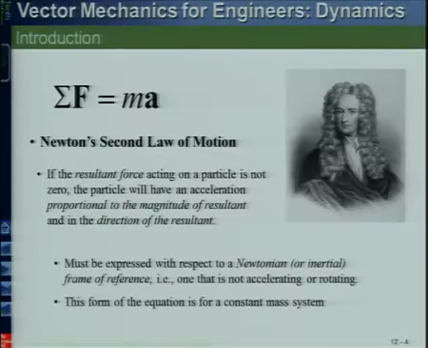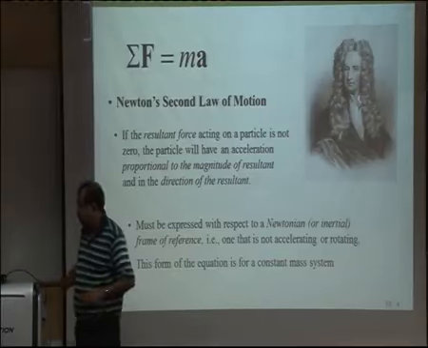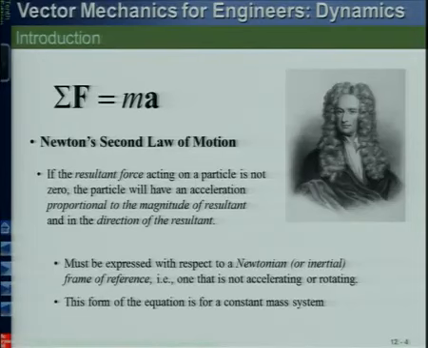So, this is Newton's second law, and it must be expressed with respect to an inertial frame of reference. That is the most important thing: the frame should not be accelerating, and it should not be rotating. This is for a constant mass system. In fact, variable mass systems, where mass could be changing, we will not do in this course. Those problems we will leave.